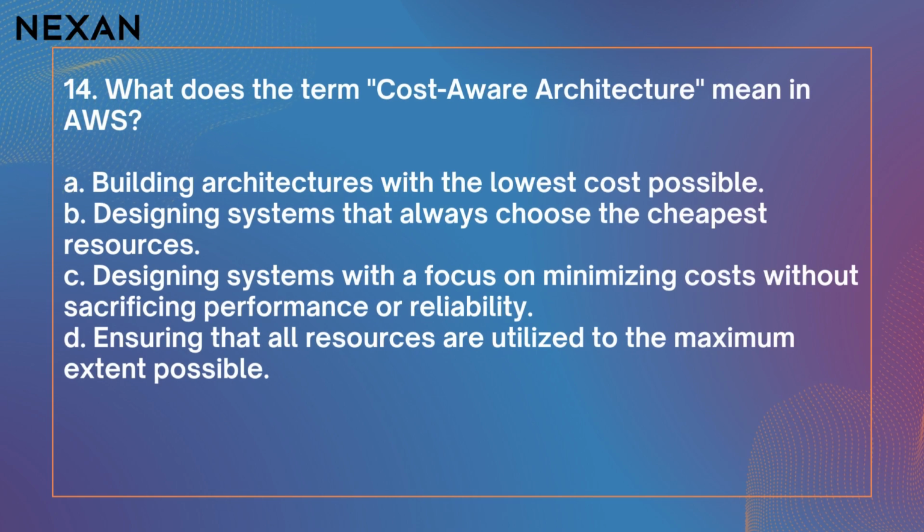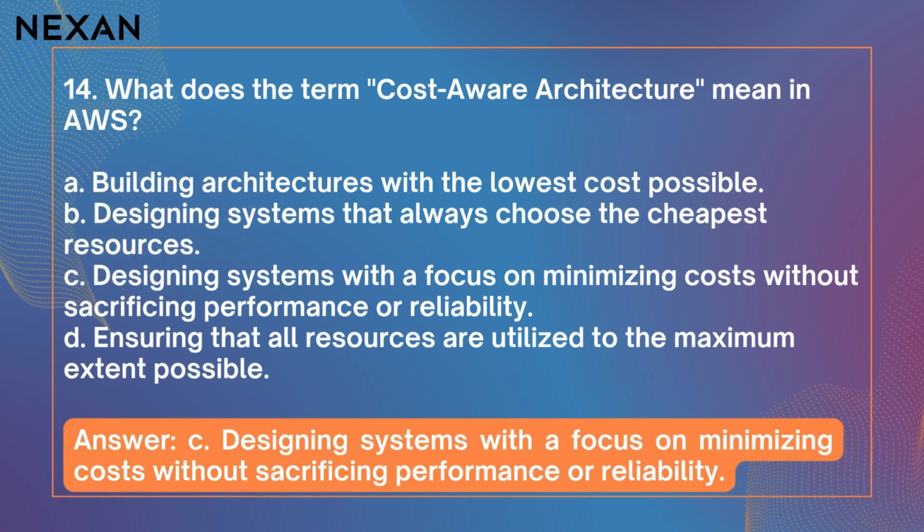14. What does the term cost-aware architecture mean in AWS? A. Building architectures with the lowest cost possible. B. Designing systems that always choose the cheapest resources. C. Designing systems with the focus on minimizing costs without sacrificing performance or reliability. D. Ensuring that all resources are utilized to the maximum extent possible. Answer: C. Designing systems with the focus on minimizing costs without sacrificing performance or reliability.